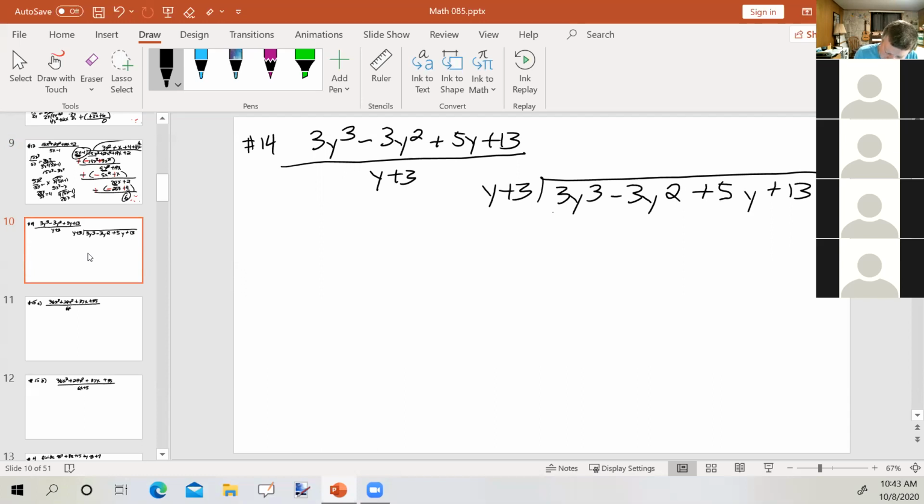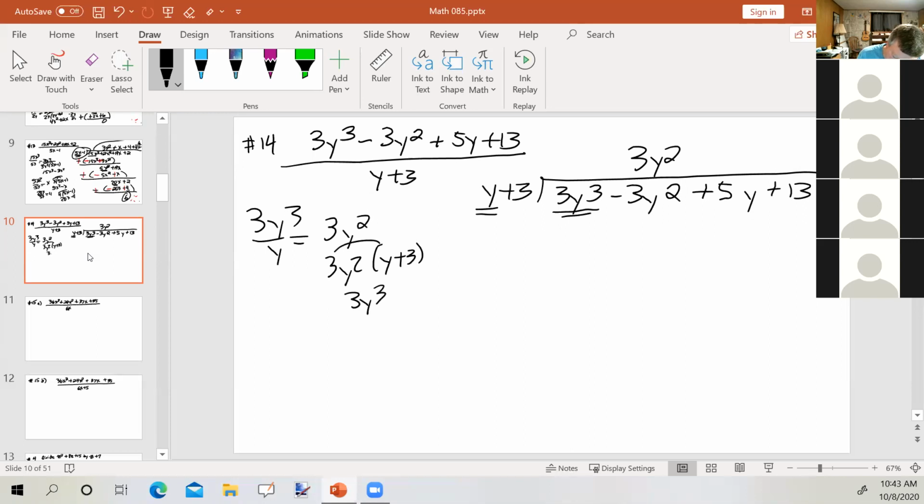We're going to divide the leading term on the inside by the leading term on the outside. 3y cubed divided by y is 3y squared. So that goes in the y squared column. We're going to take the 3y squared times the y plus 3 and get 3y cubed plus 9y squared.